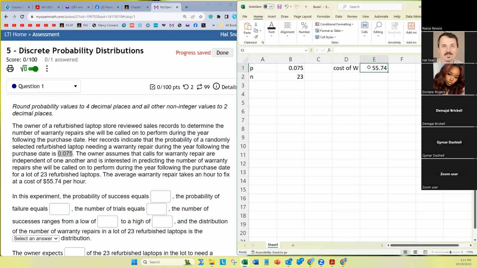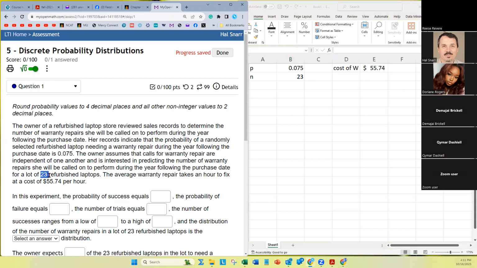I'll turn that into dollars. Okay. Now, she's trying to predict the number of warranties that she'll have for the 23 laptops she just purchased, right? Your lot is going to be a different size, right? Mine's 23.